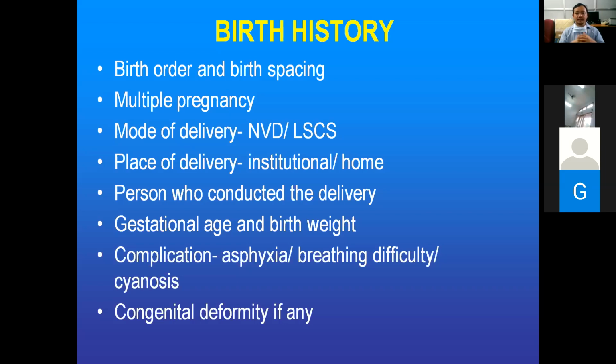Person who conducted the delivery, whether it was a trained nurse, trained doctor, trained dai or untrained. What is the gestational age, whether it is term baby, post-term, preterm, and what is the birth weight, whether it is appropriate for gestational age, small for gestational age or large for gestational age. Any complication like asphyxia, did the baby cry immediately after birth? If not, what resuscitation was needed and what resuscitation was given?